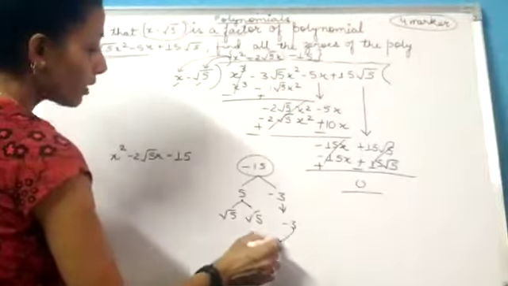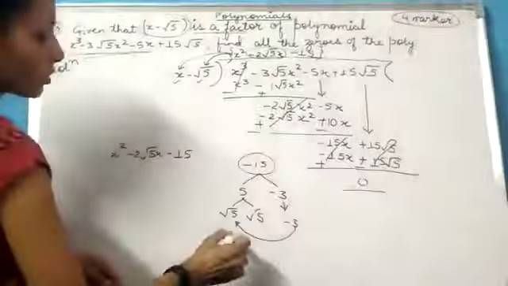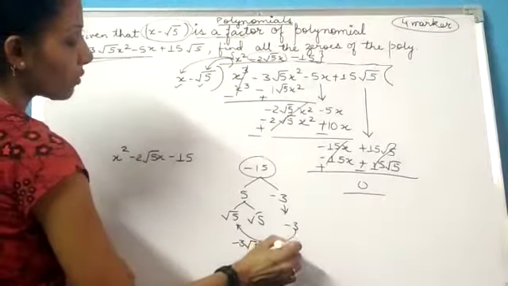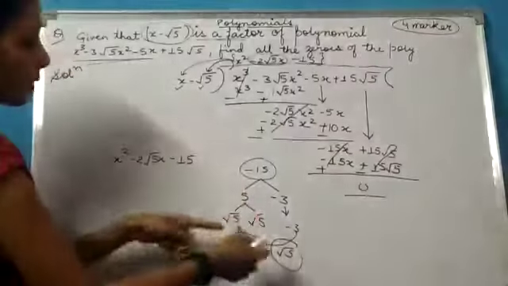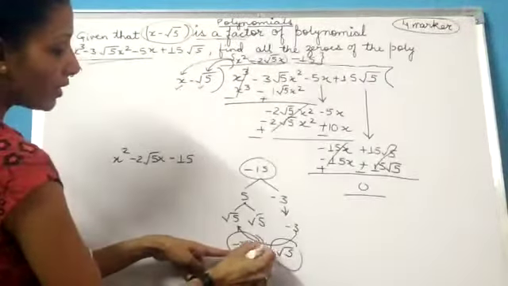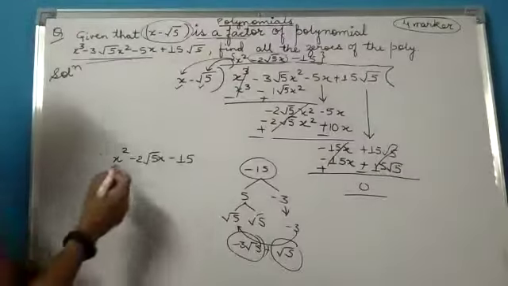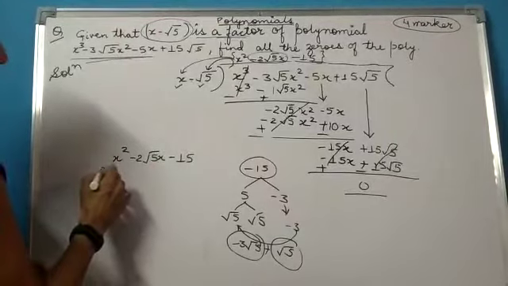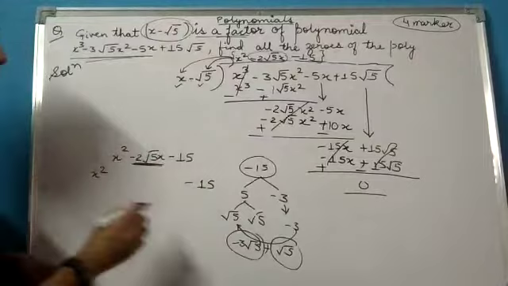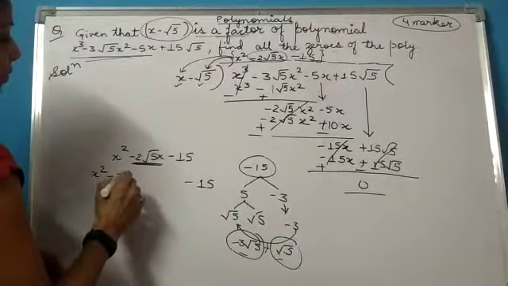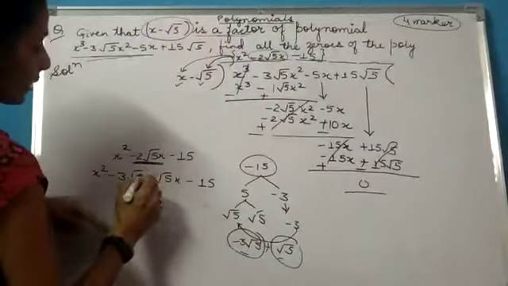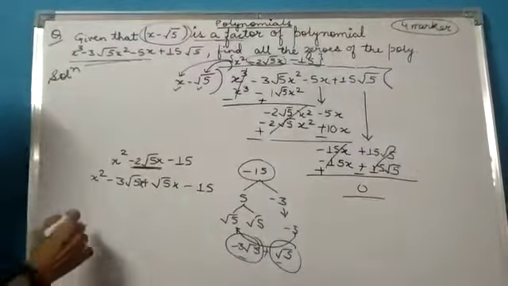So what I can do here is multiply these two. So this is minus 3 root 5 and root 5. Now if you multiply these you will get minus 15, and if you add these two, you will get minus 2 root 5x. So I can write x square, the first term and the last term as it is. And we can replace the middle term with this and this: minus 3 root 5 x plus root 5 x.